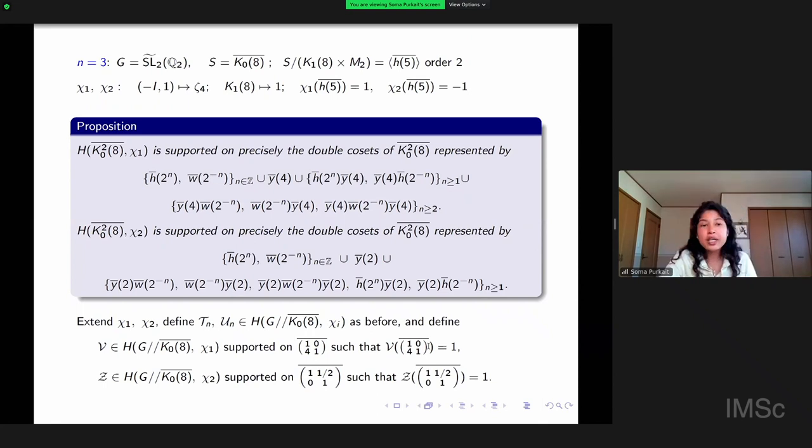Okay, so then we looked at the case n equal to 3, just to extend their work and see what we get. Do we get something new?